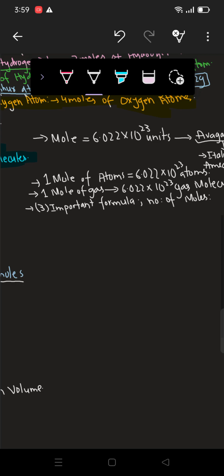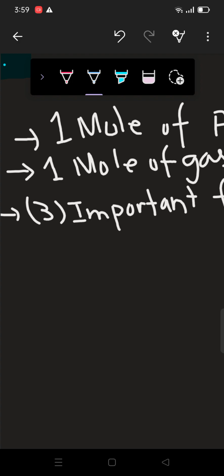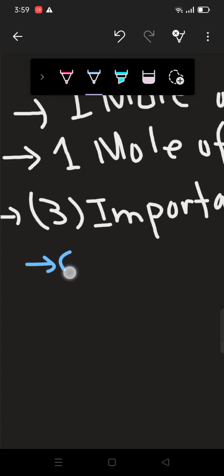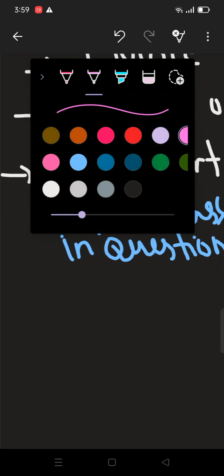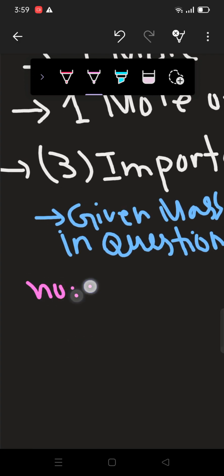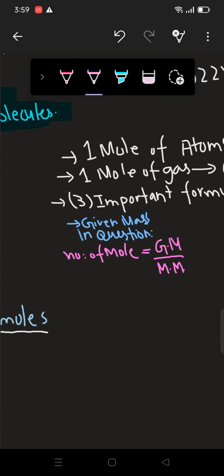So the first formula we discussed was the number of moles when we have given mass in the question, right? If you have given mass in the question, you will be using the formula, and that of course would be: number of moles is equal to given mass, GM means given mass, MM means molar mass. Molar mass you can find by yourself, as I have already taught you how to find the molar mass of any compound or element, right?